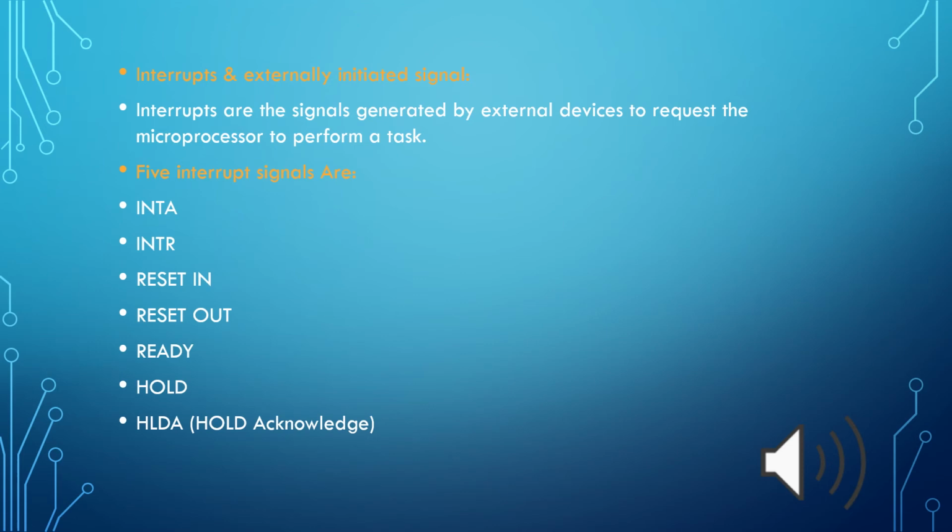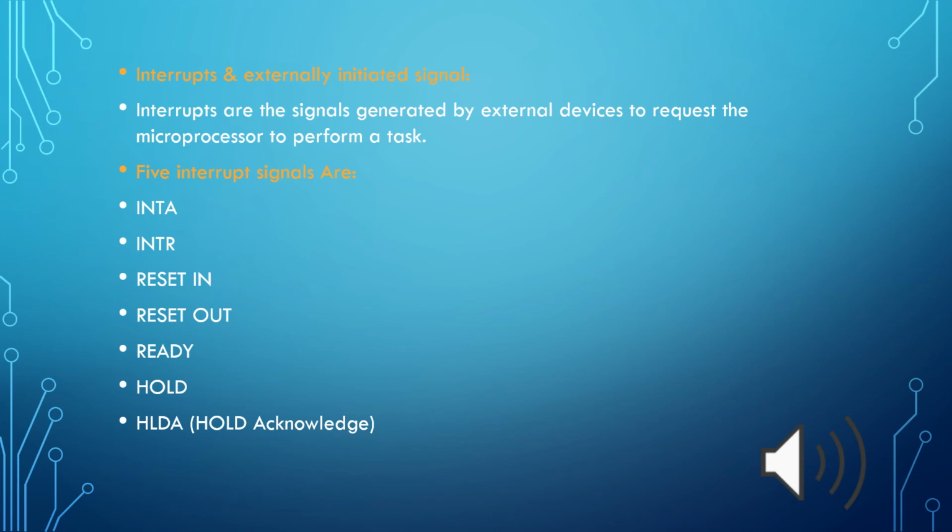Maskable interrupts are those which can be disabled or ignored by the microprocessor. INTA. It is an interrupt acknowledgement sent by the microprocessor after INTR is received. RESET IN. This signal is used to reset the microprocessor by setting the program counter to 0. RESET OUT. This signal is used to reset all the connected devices when the microprocessor is reset. READY. This signal indicates that the device is ready to send or receive data. If READY is low, then the CPU has to wait for READY to go high.